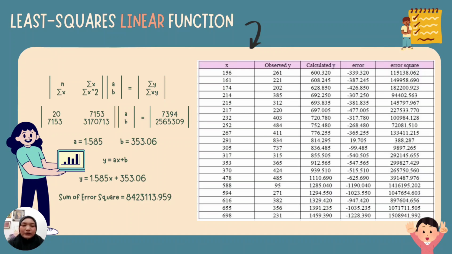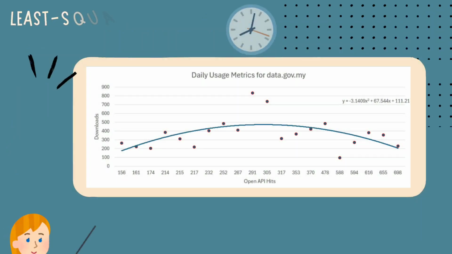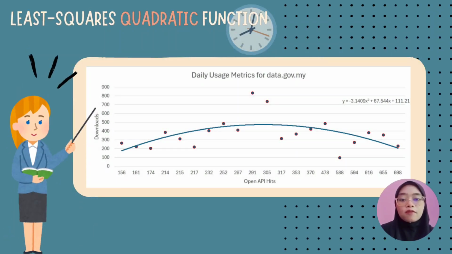So we substitute A and B into the equation of the straight line. We get y equals 1.585x plus 353.06. Lastly, we also do a calculation for the sum of squared error. We get 8,423,130.959. Next, let's move to the least squares quadratic function.